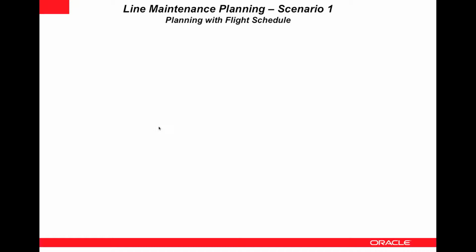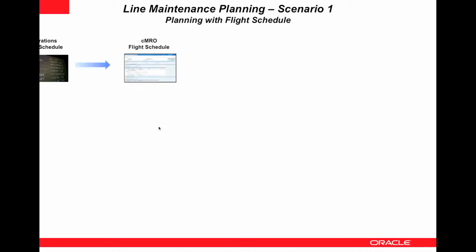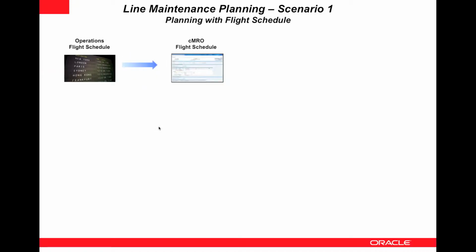Let's start with line maintenance planning. Oracle cMRO supports multiple ways to plan for line maintenance. In our first scenario, we're going to take a look at planning with a flight schedule. In this case, the operations department issues a flight schedule which is being implemented into cMRO. This implementation can happen automatically through our open APIs, or the data can be entered manually into the system.